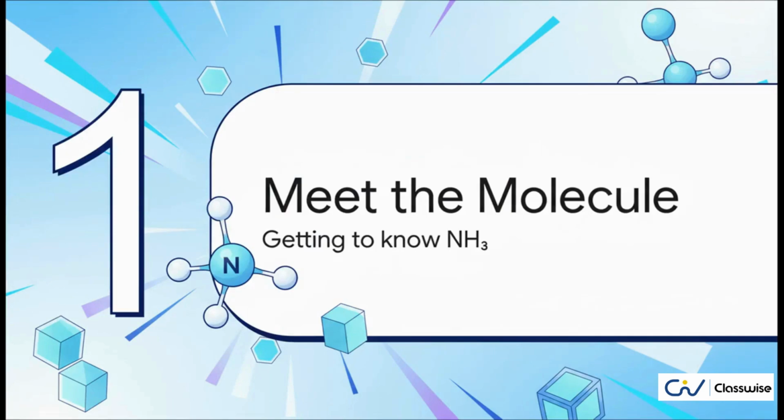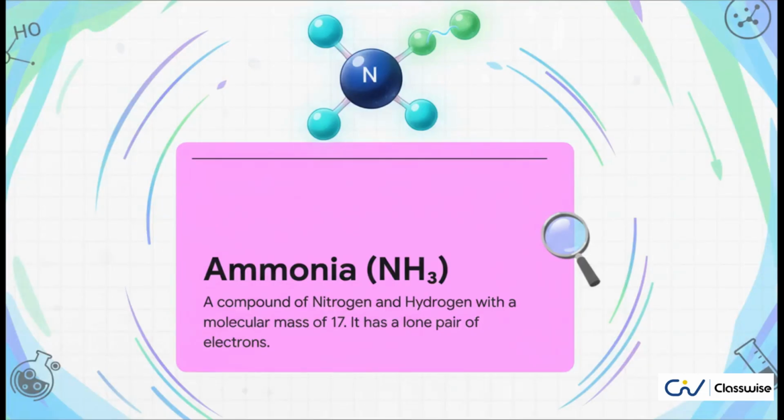All right, first things first. Let's get properly introduced to our molecule of the hour, ammonia, or as you'll see it written in chemistry, NH3. So what exactly is ammonia? Well, at its core, it's a pretty simple compound. It's just one nitrogen atom bonded to 3 hydrogen atoms, which gives it a molecular mass of 17.